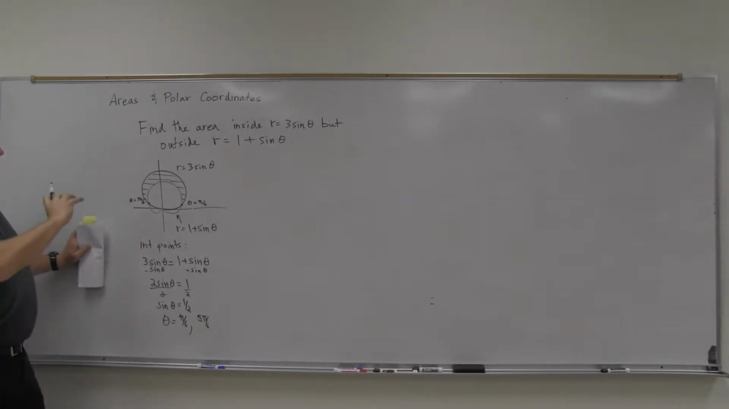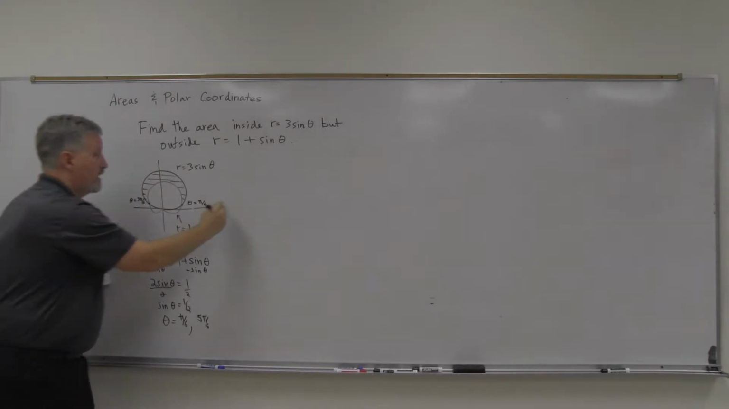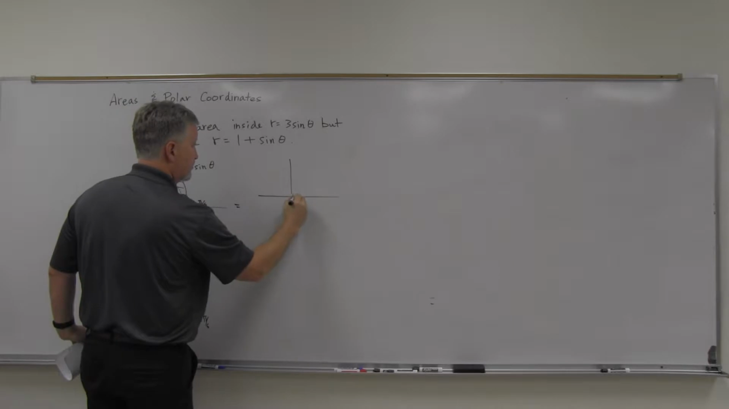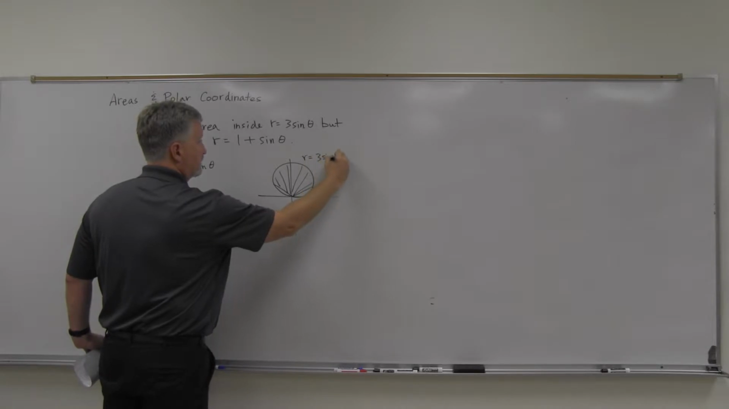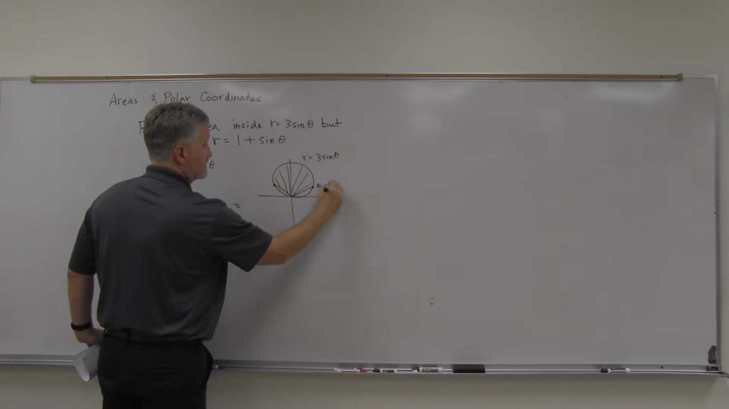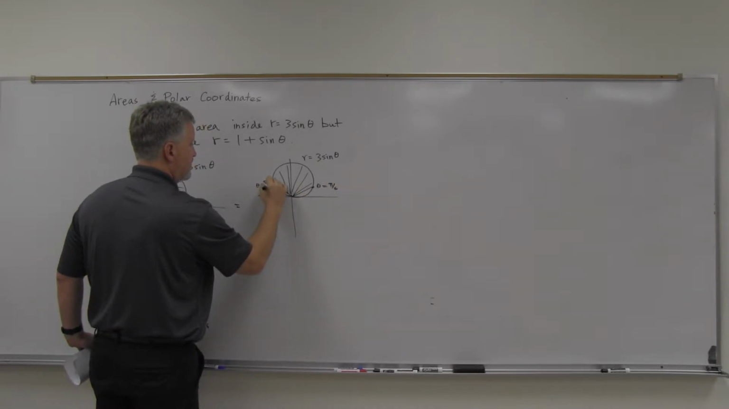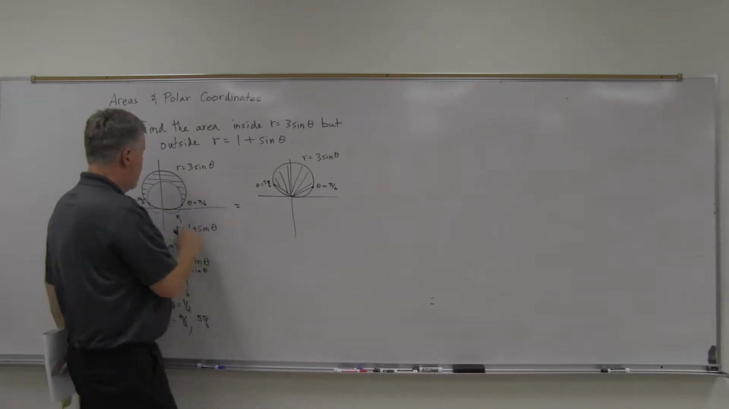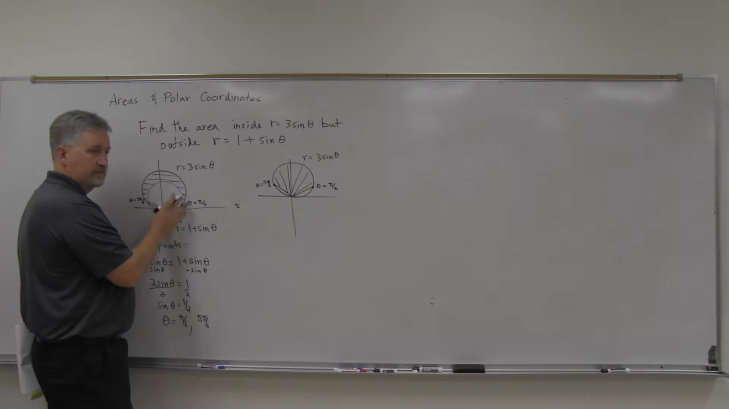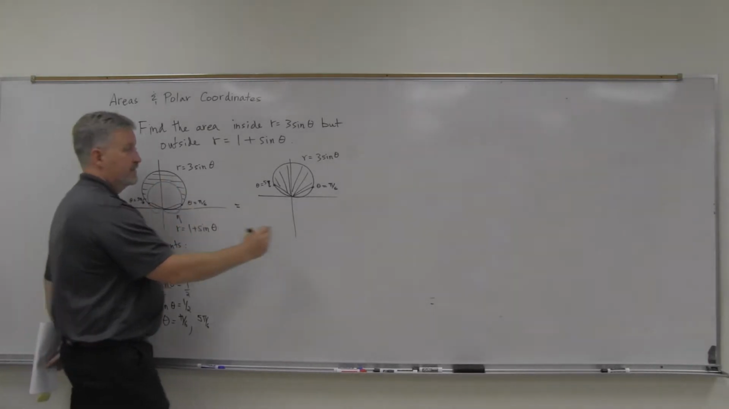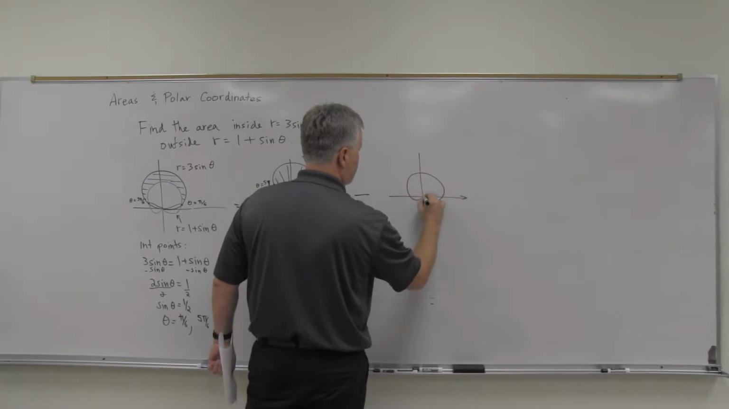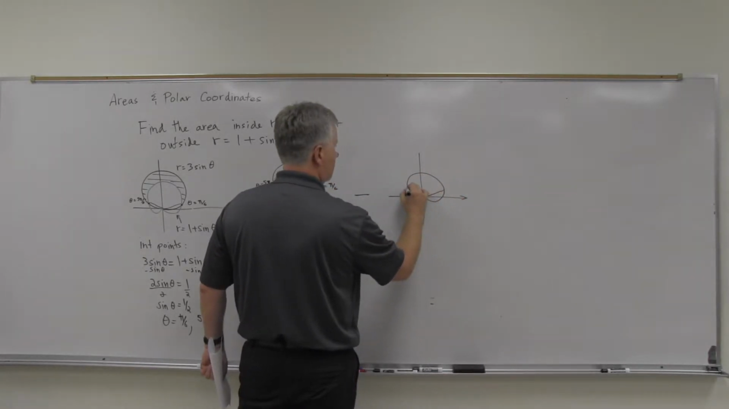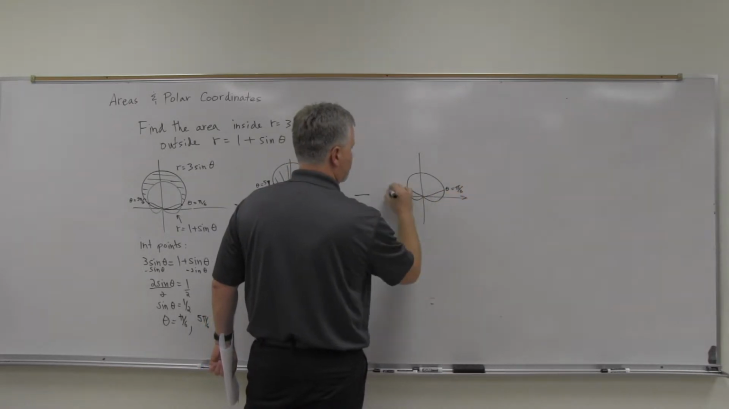Now, how do I get just this area, though? Here's basically what I'm going to do. I'm going to take this area right here, which is the r equals 3 sine theta area, from theta equals pi over 6 to theta equals 5 pi over 6. That gives me too much area. So I'm going to subtract the area of the cardioid from theta equals pi over 6 to theta equals 5 pi over 6.